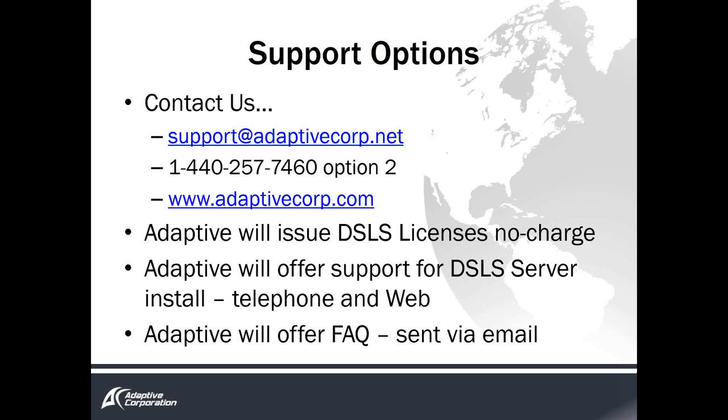Many of you may still need our help, and that's why we're here. There are a number of ways to request support. First option is to send us an email at support@adaptivecorp.net. That comes directly to our support help desk, and that gets triaged and prioritized and pushed out to Brian or whomever it's appropriate to get the best resource back with you as quickly as possible.